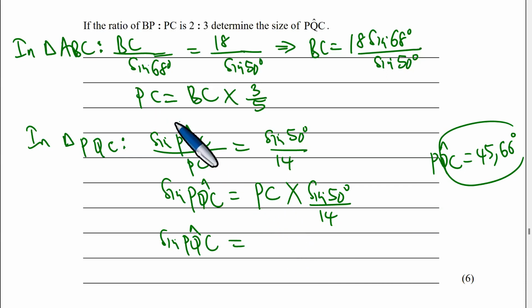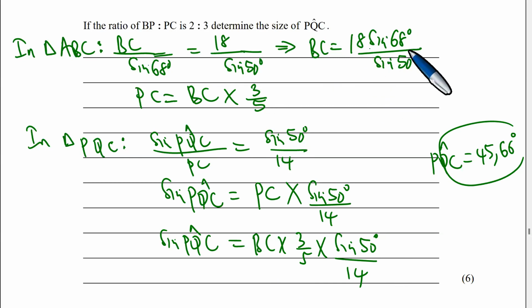So obviously PC is this. There are many ways of doing the question anyway. So for PC, now you can put the BC times 3/5 times the sine of 50 degrees over 14. What is BC? BC is all this.